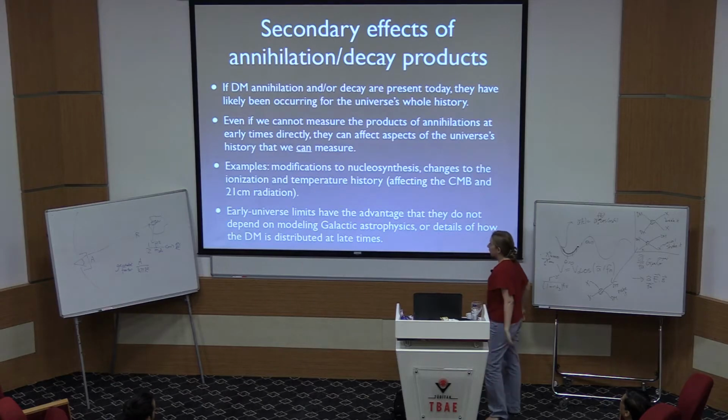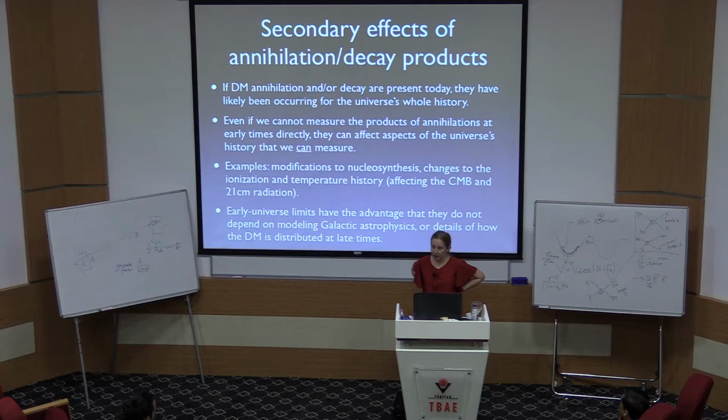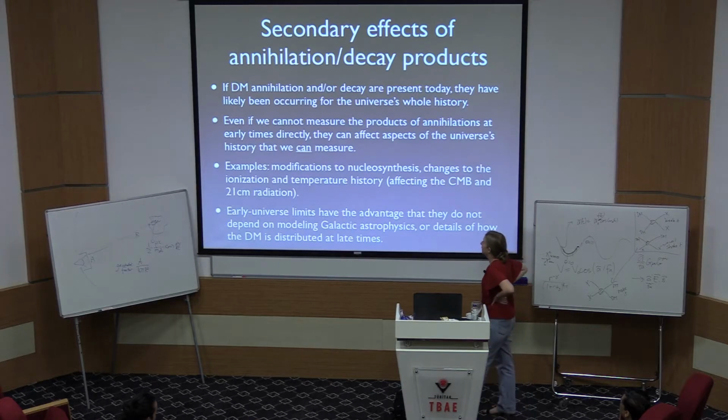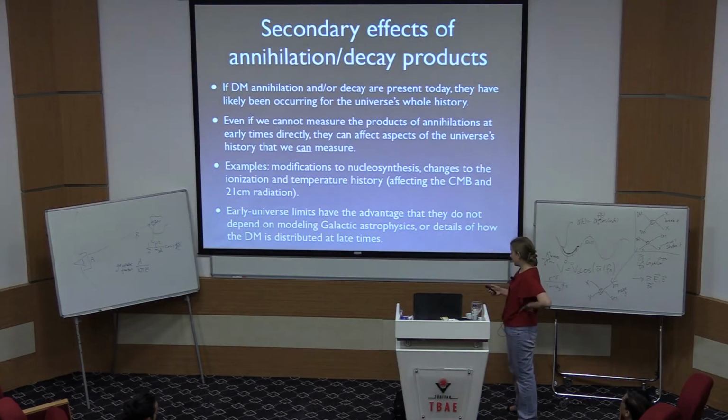There's another class of models where you say, okay, what if instead of looking at these particles directly, we look at how they've changed the universe through its history? If there's dark matter annihilation or decay going on today, then at some level it's been going on for the universe's whole history, most likely. So for example, these early injections can change the temperature history of the universe. They can change the ionization history of the universe. They can potentially modify Big Bang nucleosynthesis.